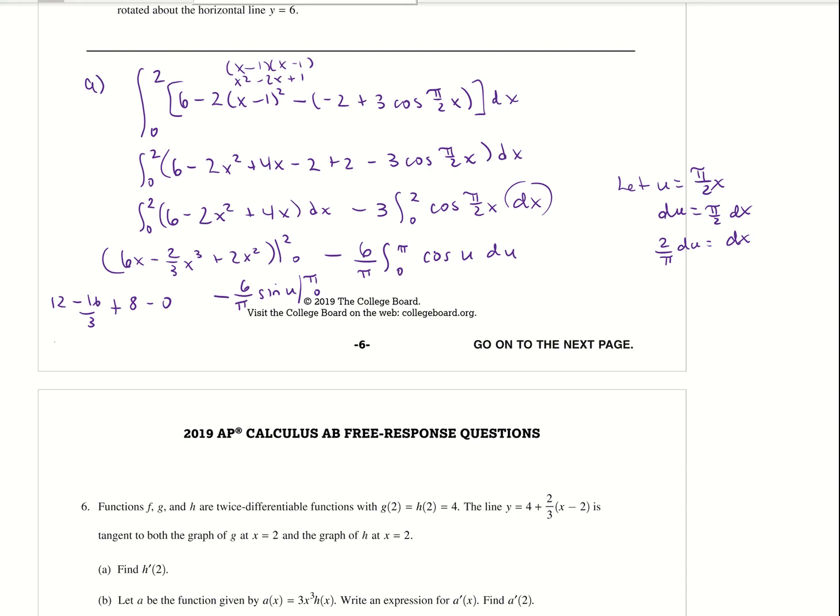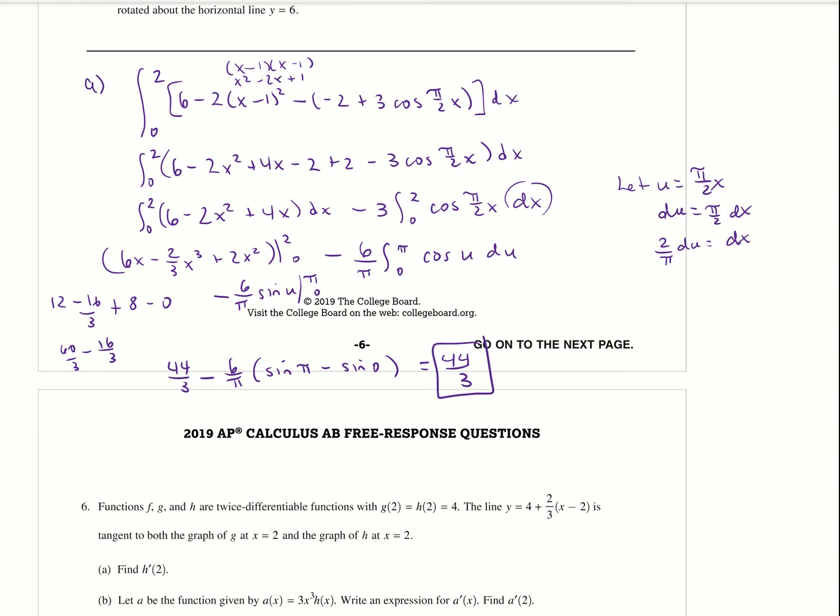So if I simplify this, this is 20 over 3 minus 16 over 3. Oh, not 20 over 3. How about just 20? I guess if I write that with a denominator of 3, that'd be 60 over 3. So this part over here would become 44 over 3 minus 6 over pi times the sine of pi minus the sine of 0. Well, the sine of pi is 0. The sine of 0 is 0. This whole last part zeroes out, and I get 44 over 3 for part A.